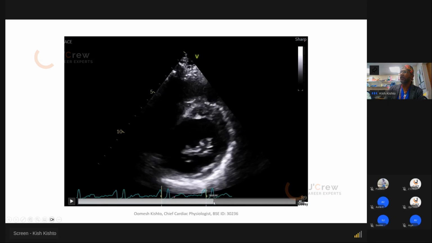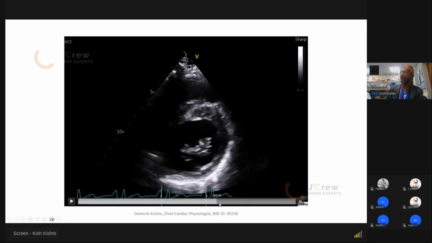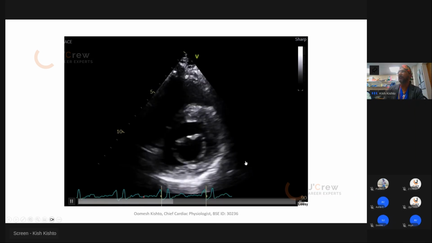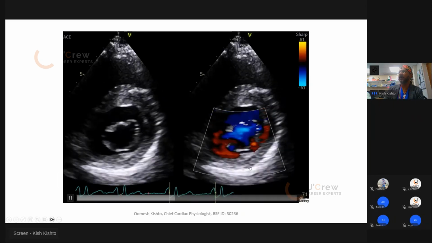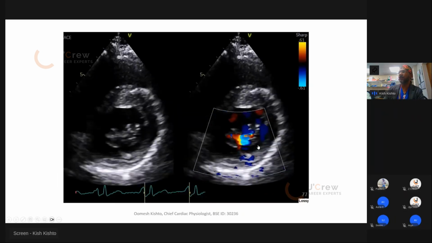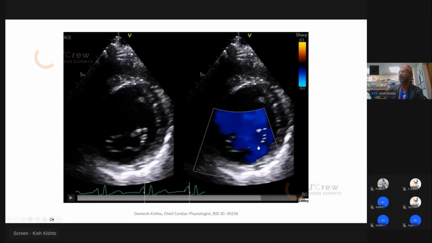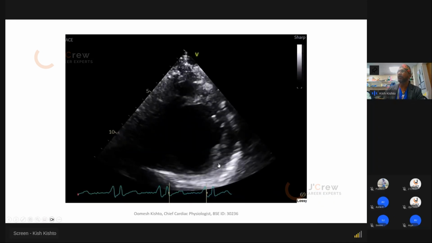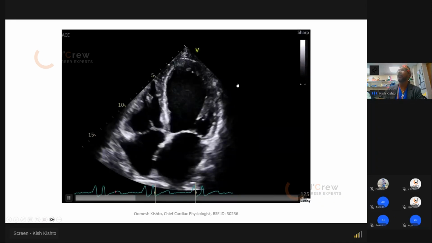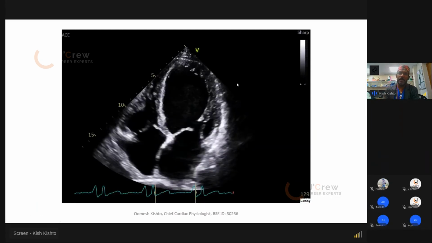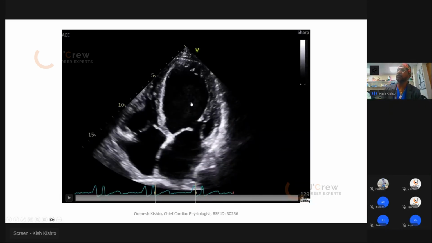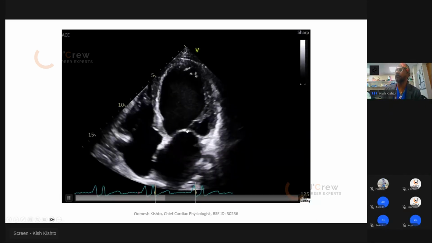So even though, let's say here, you can probably see it still open a bit, let's put the color on and have a look. As you can see, there's a regurgitation coming through, and you do the rest of it, okay? Now we're going to go to our four-chamber view. As you can see, that LV doesn't look happy, does it? It's dilated, volume loaded, and quite stretched.